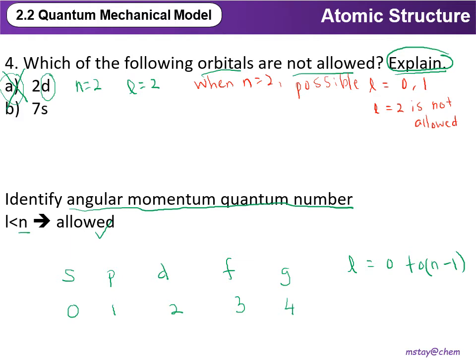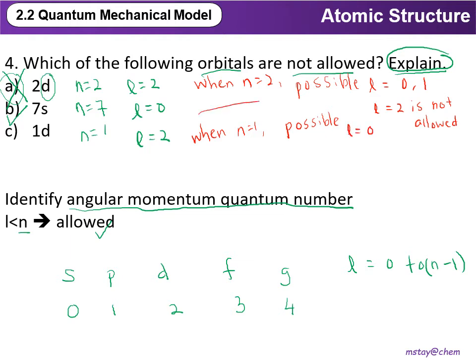Second, 7s means that n equal to 7 and l equal to 0. Very obvious, 0 is less than 7, so 7s is allowed. 1d: n equal to 1, l equal to 2. Again, we can use the same method. When n equal to 1, possible l equal to 0. So l equal to 2 is not allowed.